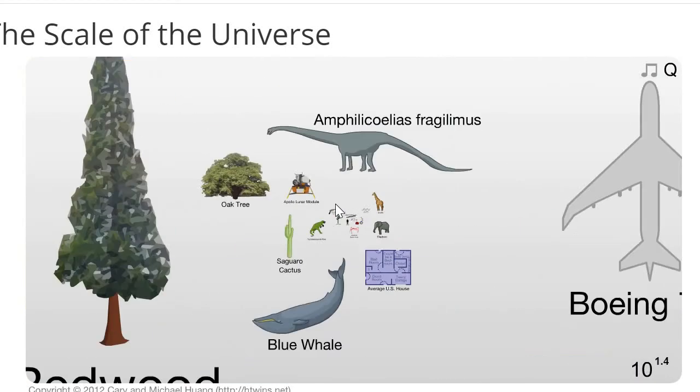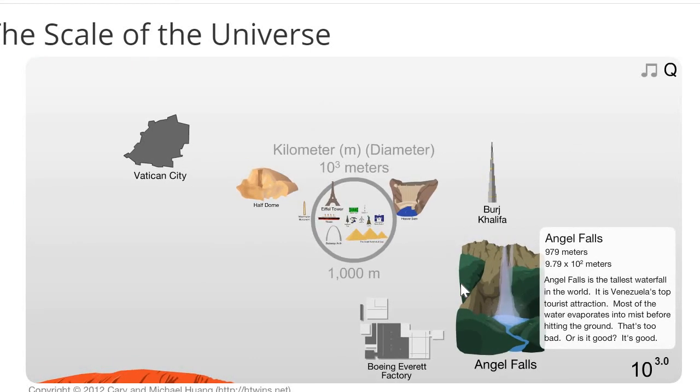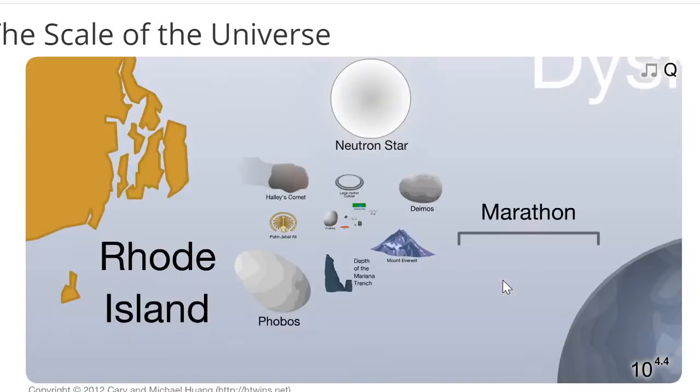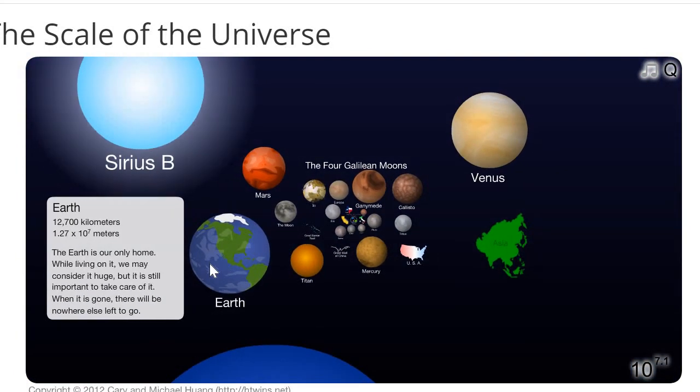We can zoom all the way out to see really, really big things. So here we've got Angel Falls. It's the tallest waterfall in the world, at 9 times 10 to the 2 meters. We can keep zooming out. Here we can see Earth there, the size of Earth, 1 times 10 to the 7.